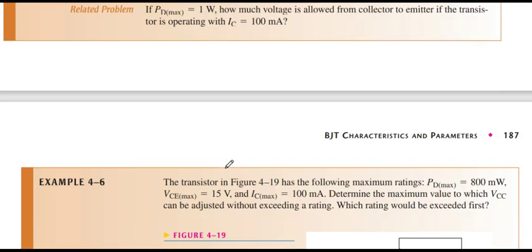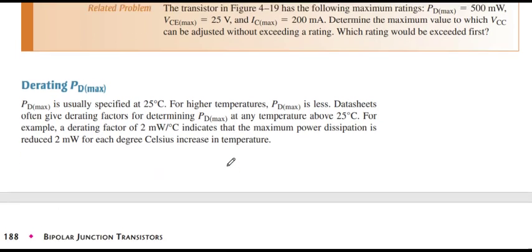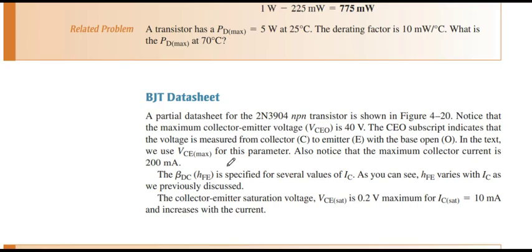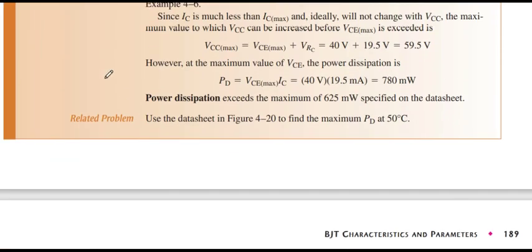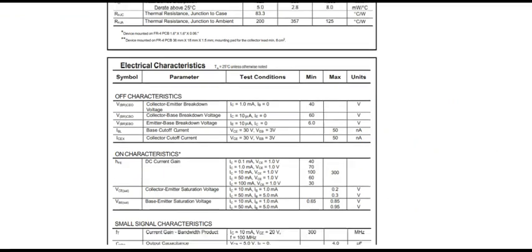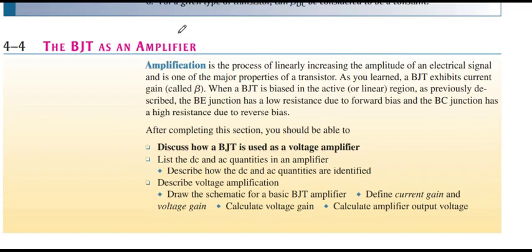Okay, next, these examples are also relative to the other ratings. I think the chapter has come to an end. Okay. The chapter is not ended. The next point is the BJT as an amplifier. Now we start this.